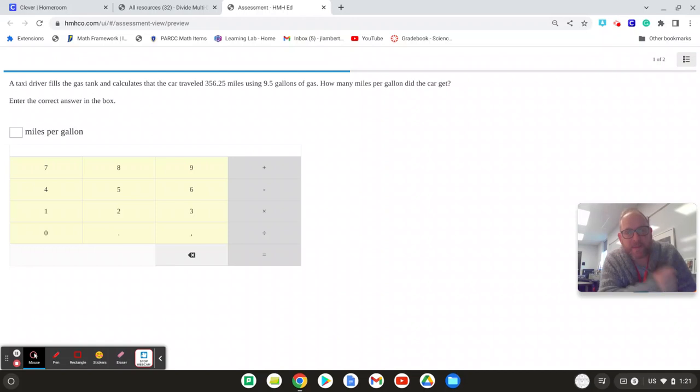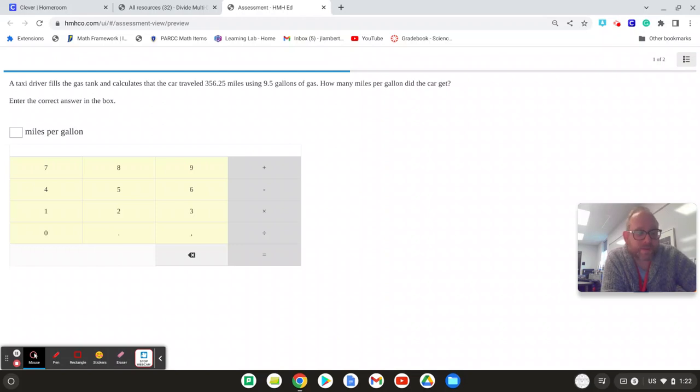We'll try this out with the first problem and see how you do. So our first problem here today says the taxi driver fills the gas tank and calculates that the car travels 356.25 miles using 9.5 gallons of gas. How many miles per gallon does the car get? So, of course, this is going to be a division problem, right? So think through how you're going to set this up. And then think through, what did I just say? What do you need to do to that decimal point for your divisor before you start working through this problem using long division? Okay, go ahead and try that out. I want you to try it. Give me your answer from the answers that will pop up on the screen here in just a second, and let's see how you do.